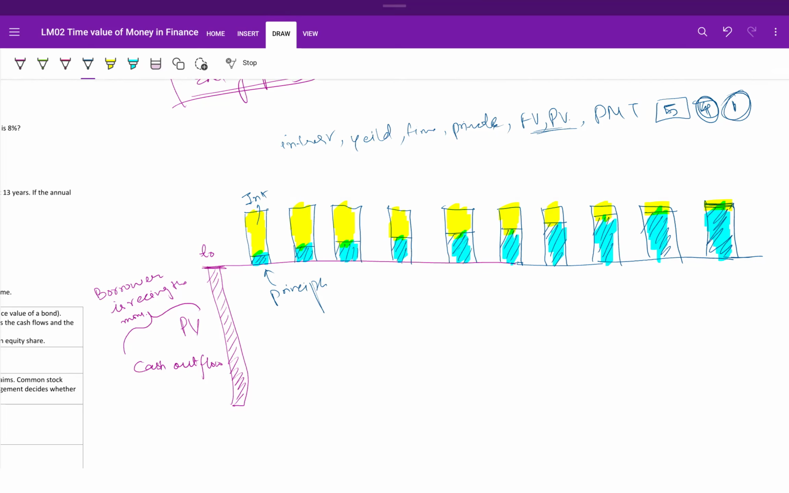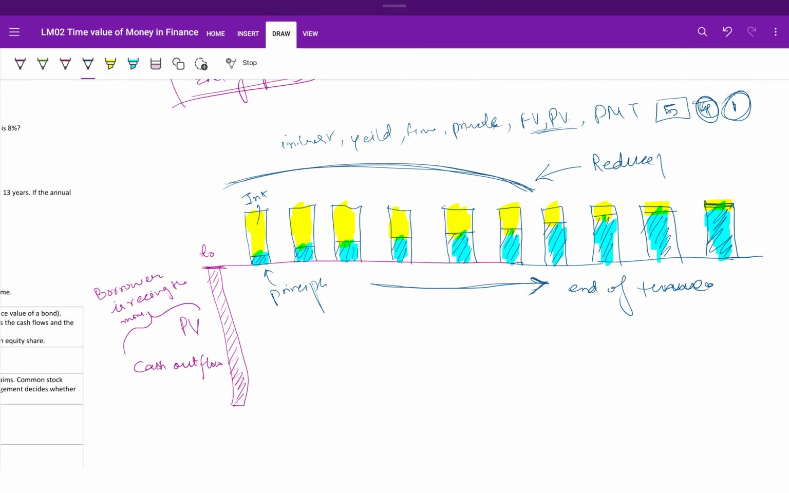Why? Because as we go down the line to the end of tenure, this is what we are going to discuss in fixed income, but I'm going to give you an overview here. Tenure. So the risk of the bond increases in the initial phases. The risk of the bond, prepayment to reduce prepayment risk.